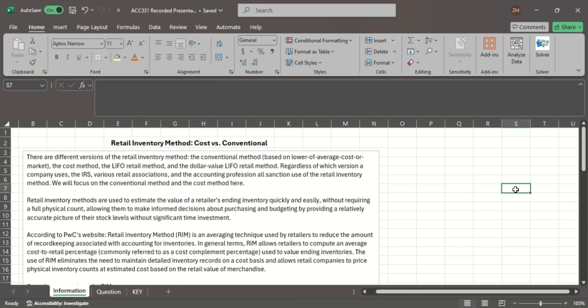Everybody, my name is Zoe and I decided to do my recorded presentation on the retail inventory methods, cost versus conventional. So here's a little bit of information that we're going to need to know before we begin the problem.